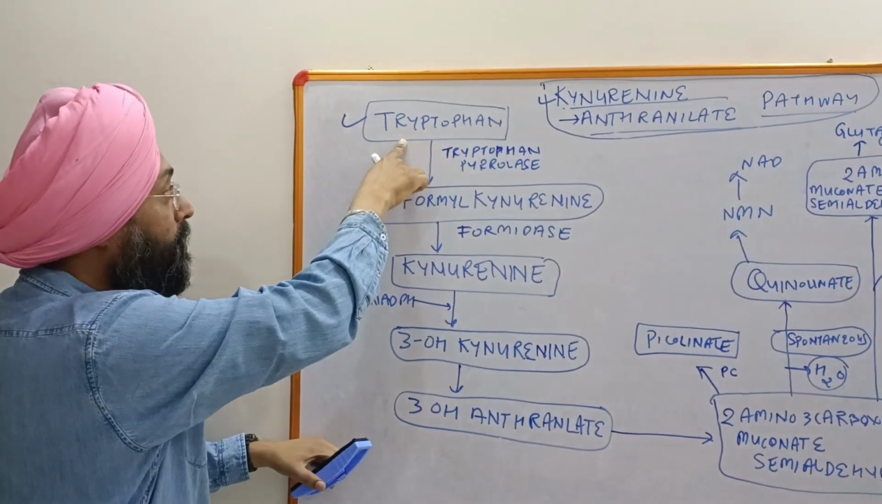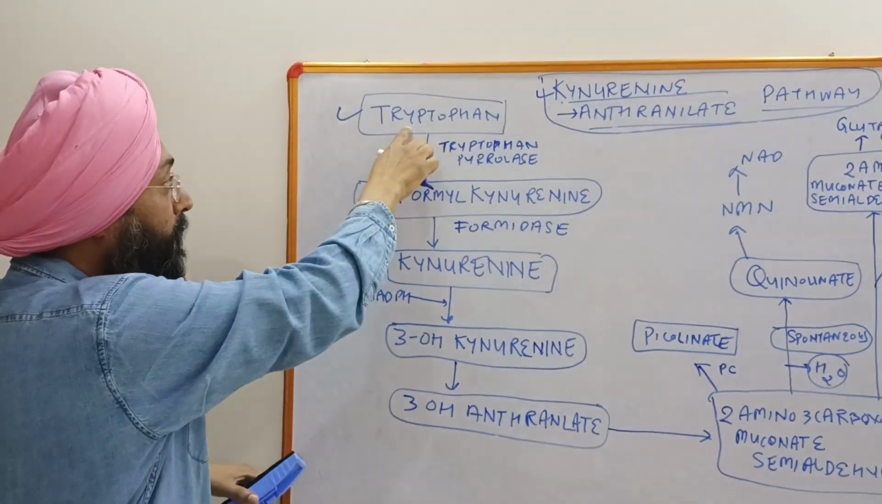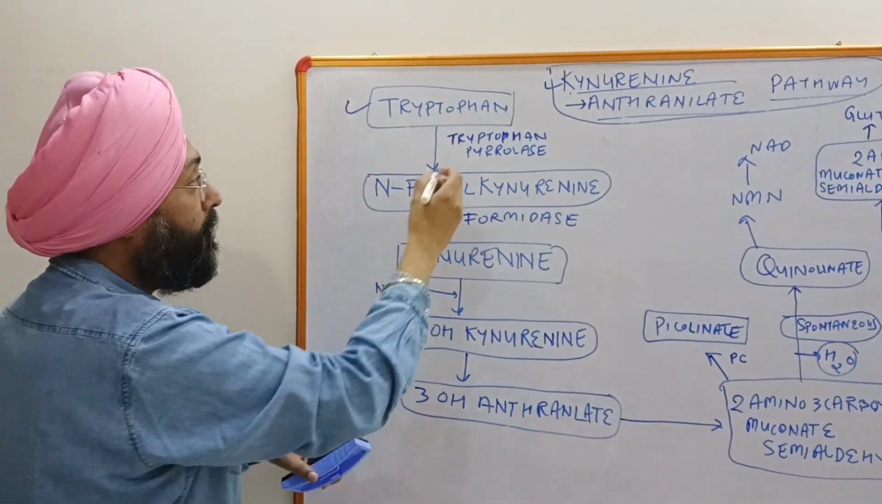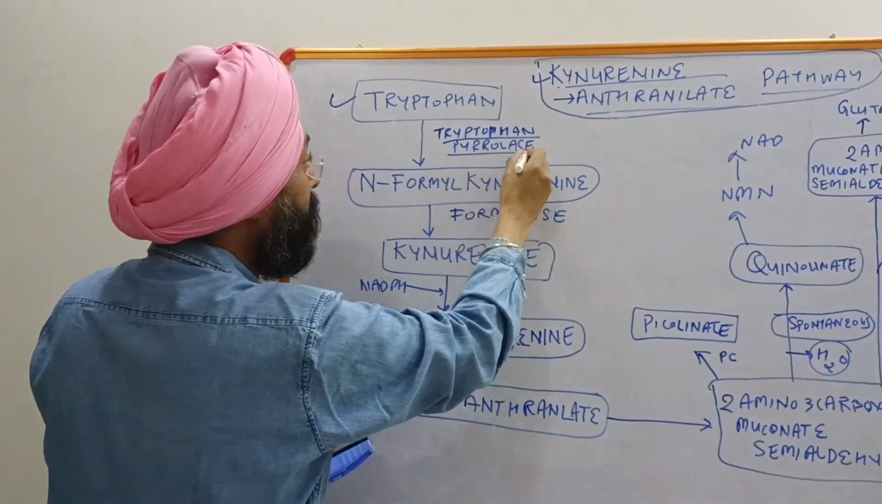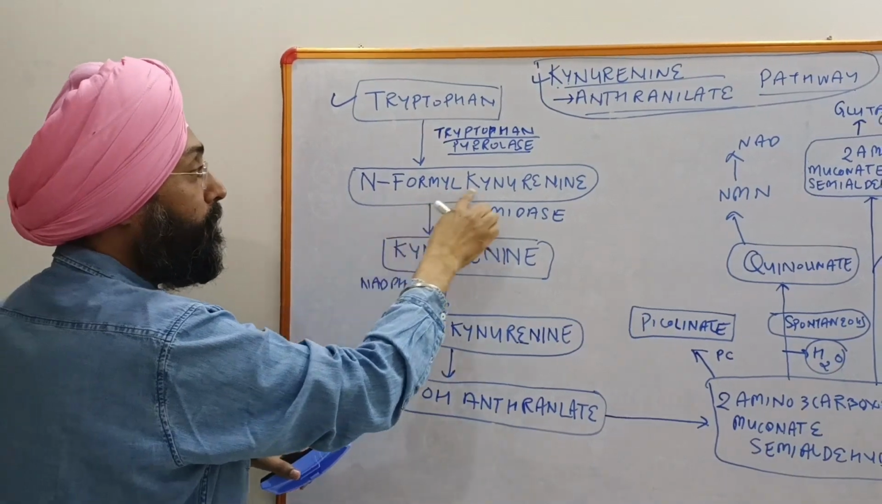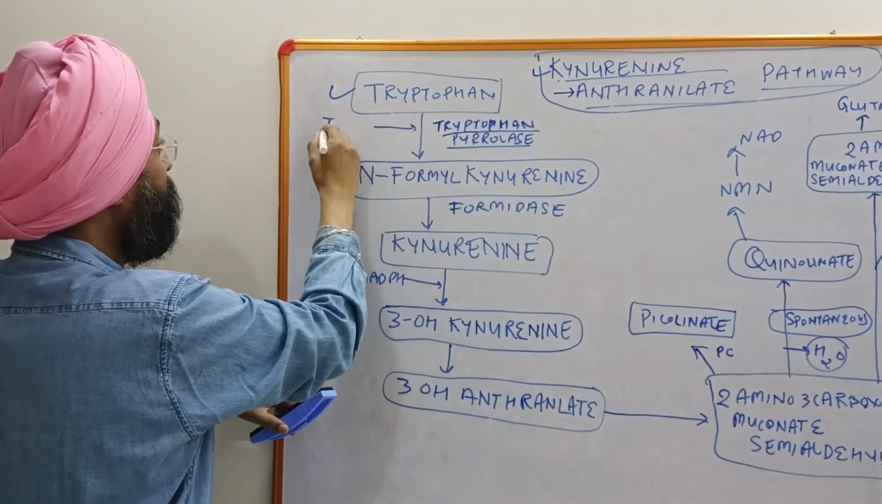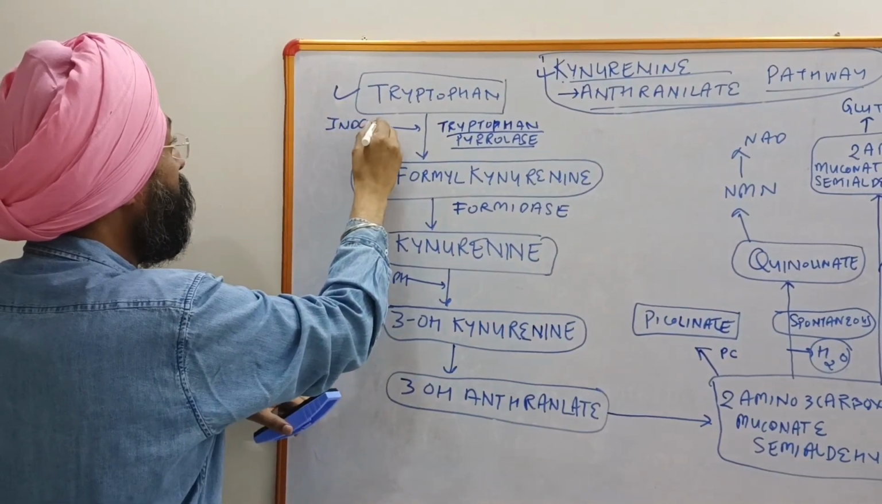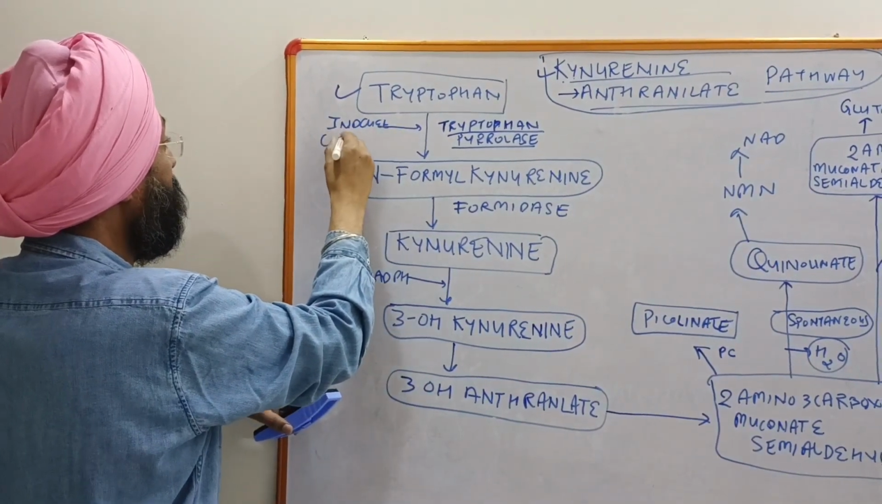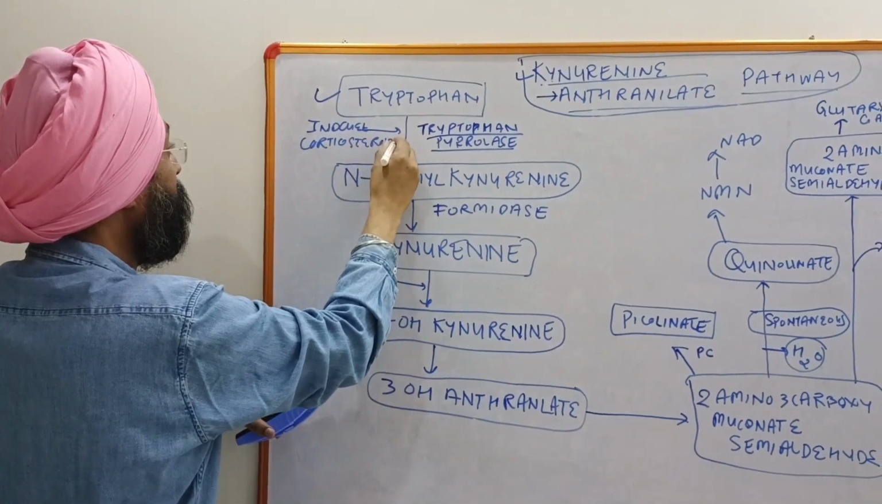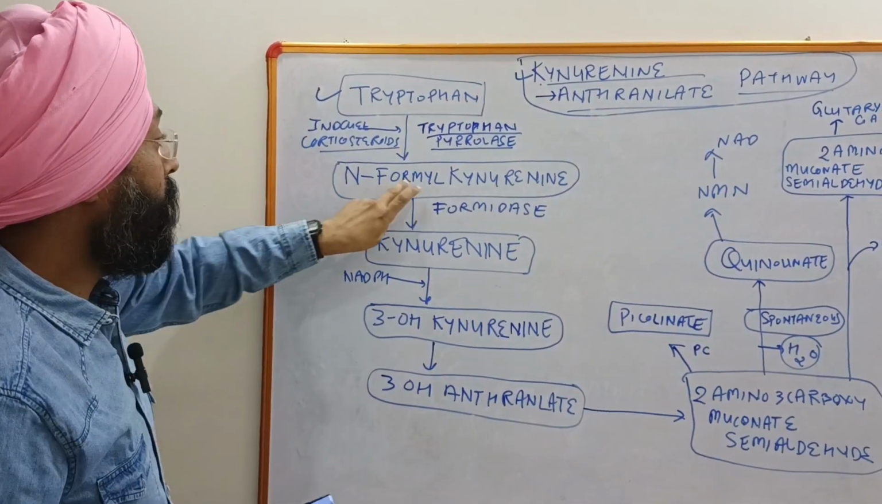So first of all, there is the kingdom of tryptophan. So we'll start from tryptophan, right? Tryptophan undergoes a reaction by tryptophan pyrrolase to form N-formyl kynurenine, right? This reaction is induced by corticosteroids, right? So it will start breakdown to form N-formyl kynurenine.